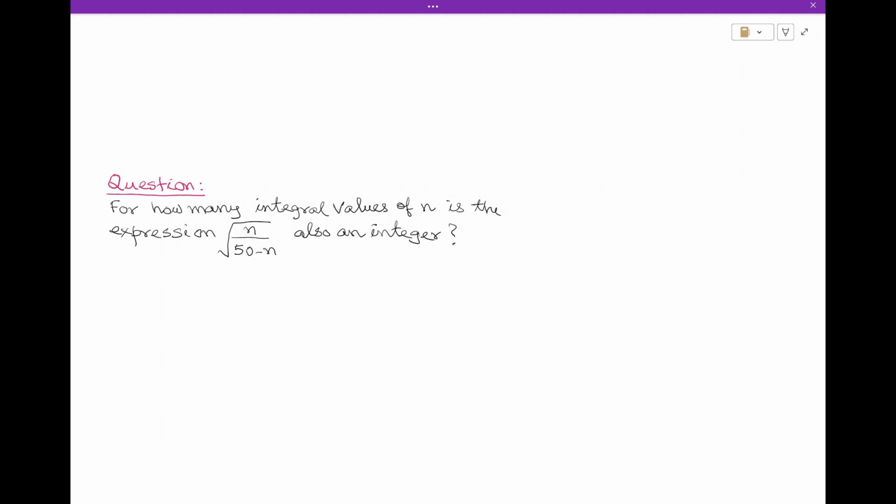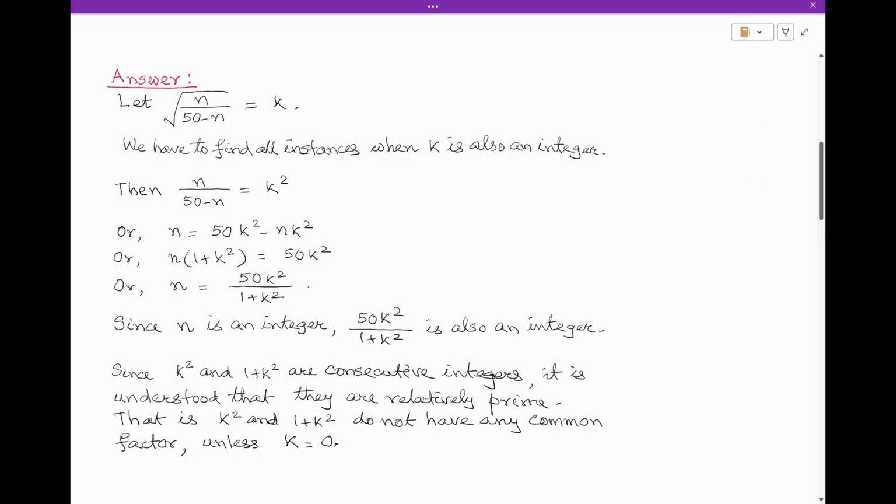For how many integral values of n is the expression square root of n divided by 50 minus n also an integer? Let square root of n divided by 50 minus n be k. Then we have to find all instances where k is also an integer.